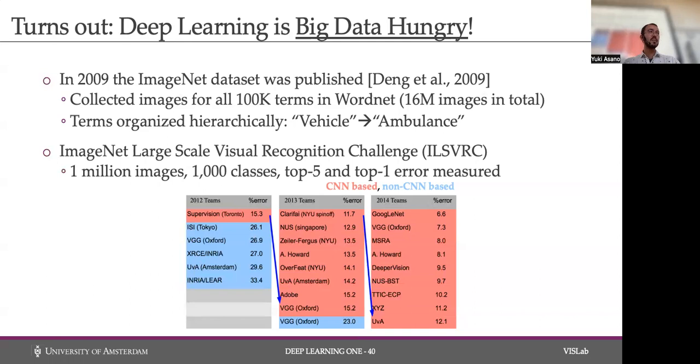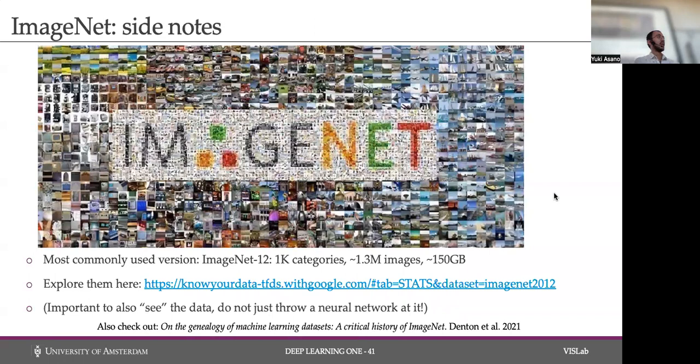A side note on ImageNet is that you can actually take a look at it, so you don't have to download the whole 150 gigabytes. Nowadays, we have some web pages, for example, Know Your Data from Google, which allows you to click through all of these images. You can select by what kind of object or objects are depicted. So you can select cat, you can select sky, and then you will see all the images that have a cat in a sky. You can also select other kinds of filters.